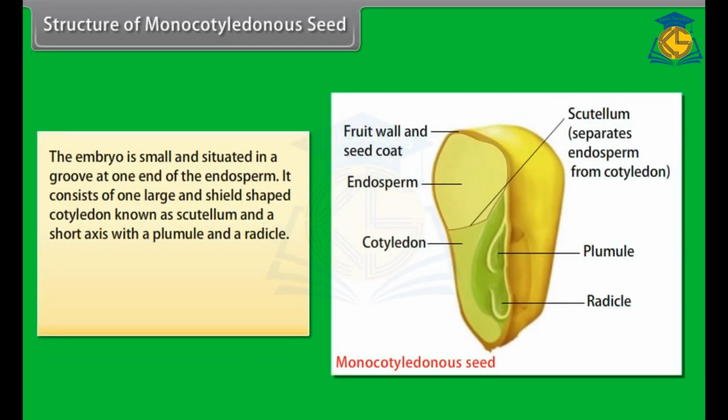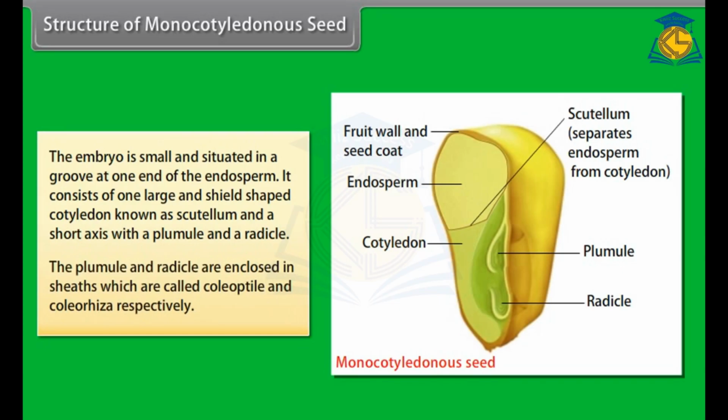The embryo is small and situated in a groove at one end of the endosperm. It consists of one large and shield-shaped cotyledon known as scutellum and a short axis with a plumule and a radicle. The plumule and radicle are enclosed in sheaths which are called coleoptile and coleorhiza respectively.